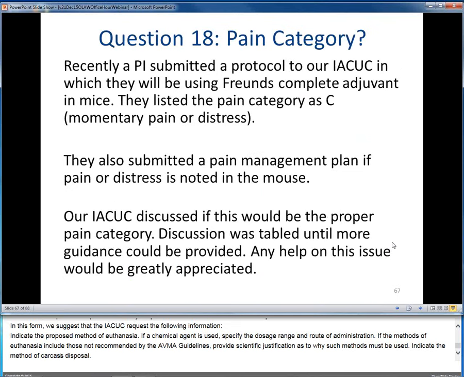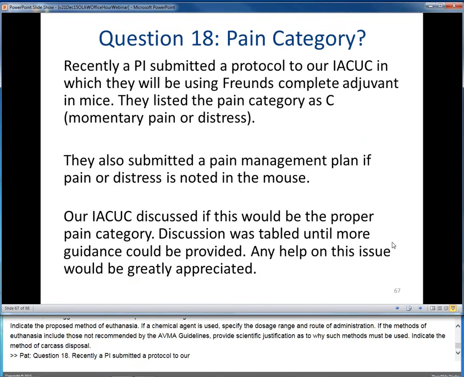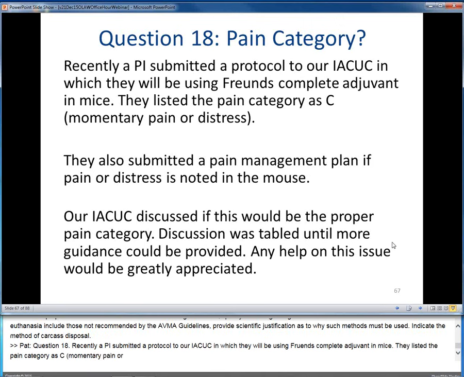Question 18. Recently, a PI submitted a protocol to our IACUC in which they will be using Freund's complete adjuvant in mice. They listed the pain category as C, momentary pain or distress. They also submitted a pain management plan if pain or distress is noted in the mouse. Our IACUC discussed if this would be the proper pain category.